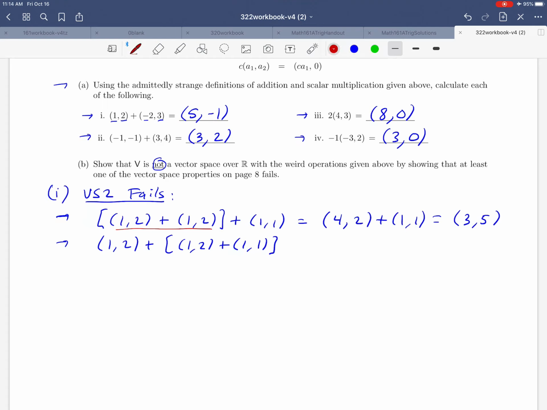Down below, we're grouping these two vectors together, so we need to do that addition first. So we're going to take (1, 2) and add it to, using our strange definition of addition down here, we're going to get (3, 2). Okay, use the strange definition again, we're going to get (4, 4). And notice that these are not equal.